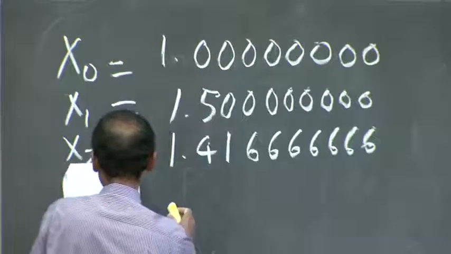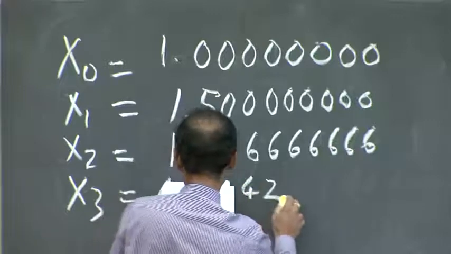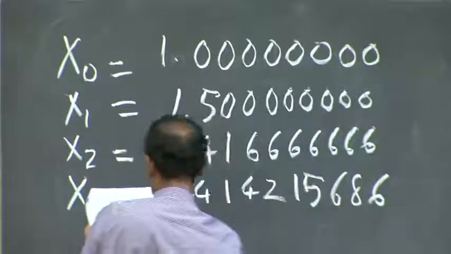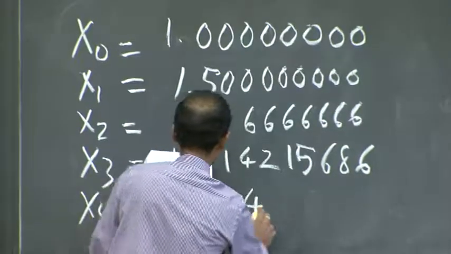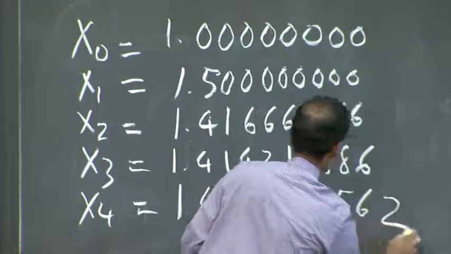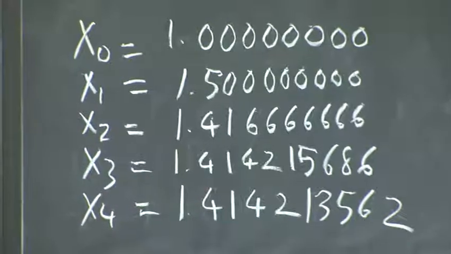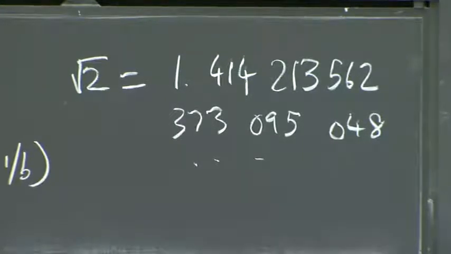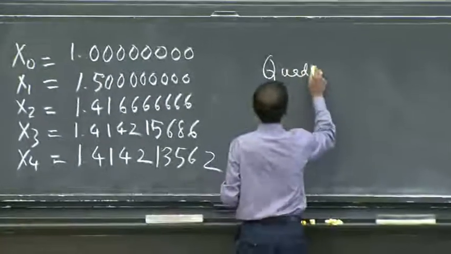And you keep going, and you get x2 equals 1.4142 15686. And I want to write one more because I want to point out something that's important: 1.4142 13562. And what's nice about this, if you compare it with what you have up there, is that you have quadratic convergence using Newton's method. What do I mean by that? Well, quadratic convergence is a nice property.